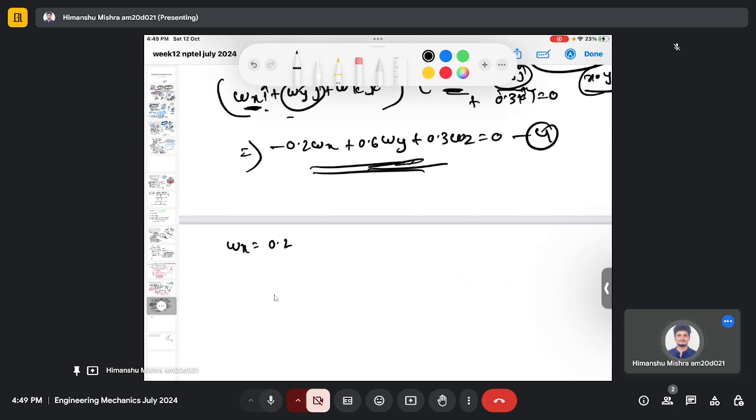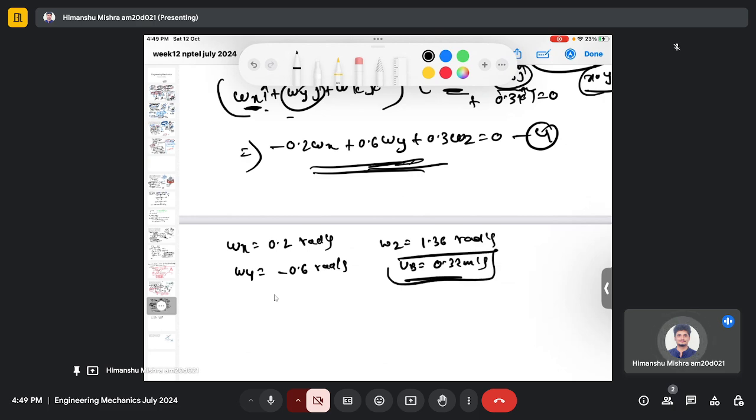If I solve equations 1, 2, 3 and equation 4 together, I will get omega x as 0.2, omega y as minus 0.6, omega z as 1.36, and Vb equals 0.33 meters per second. So this is our end objective, to calculate the velocity at point B.